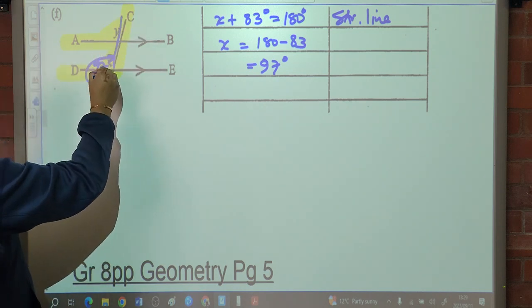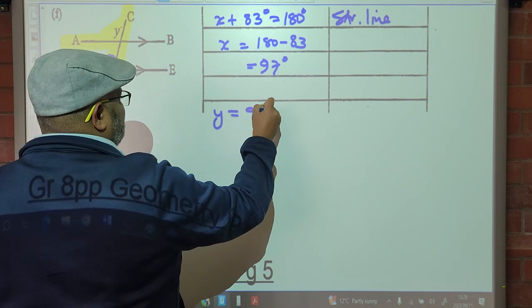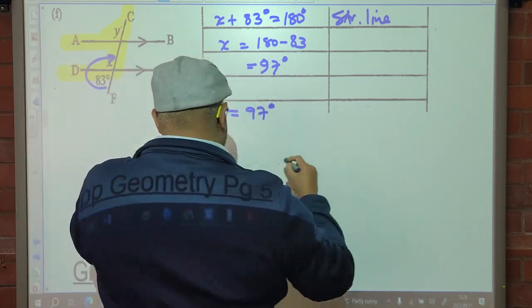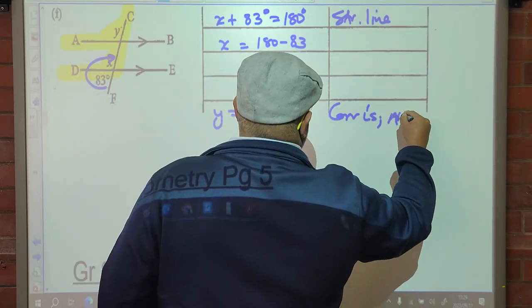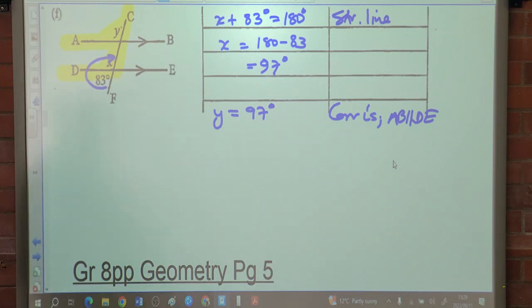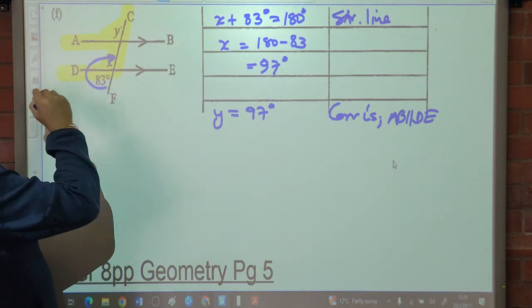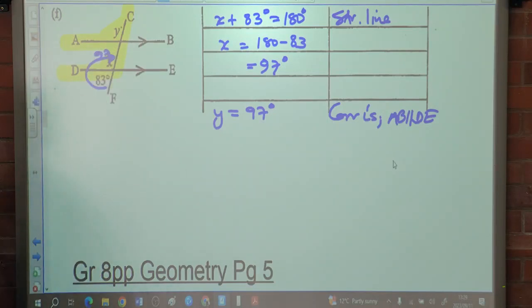Now we can see, can you see that, that an F is being formed there. Now we can say that y is equal to 97 degrees. Why? Corresponding angles with AB being parallel to CD. Okay. That x is now no more represented as x, but now 97. You guys understand?